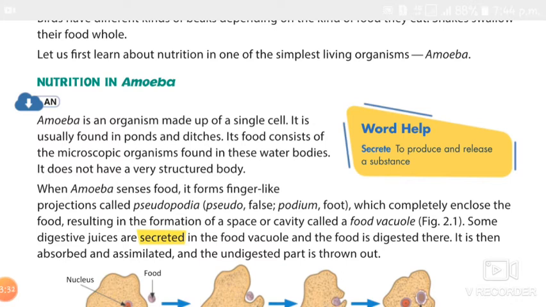Next we learn about nutrition in human beings. You know that in human beings 5 stages are there: ingestion, digestion, absorption, assimilation, and egestion. Here we studied 2 stages deeply. What are they? Ingestion and digestion. You know the definition of ingestion: the intake of food into the body is called ingestion.